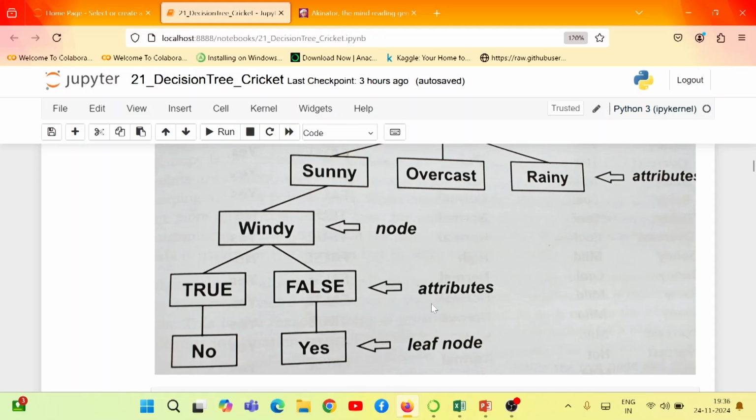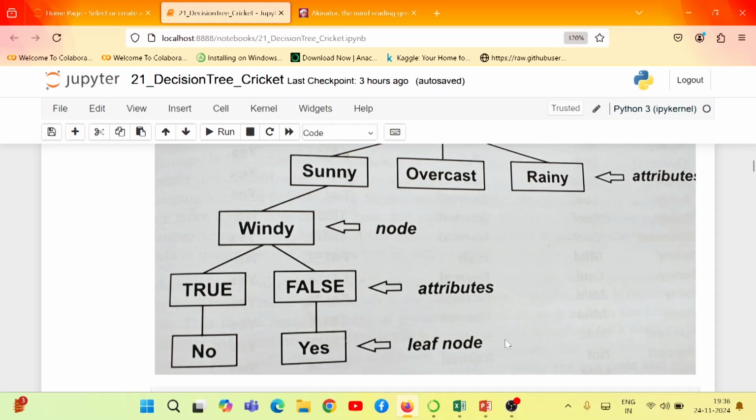Finally, there would be a decision in the form of yes or no. These are called the leaf nodes. For example, if it is a windy day, we may not be able to play cricket, so the final decision is represented as no. If it is not a windy day, then we may play cricket. So this yes or no decision is made finally, and these become the last nodes in this decision tree. As we have discussed, they are called leaf nodes.